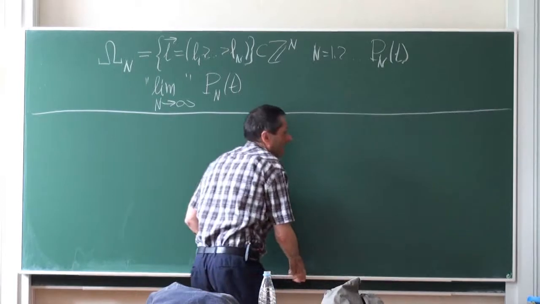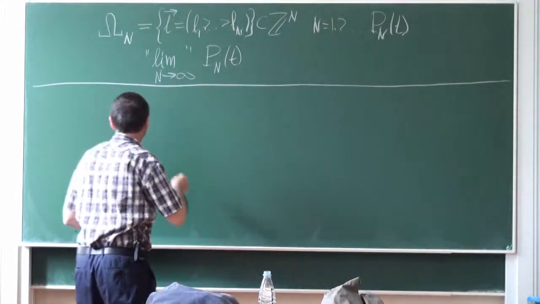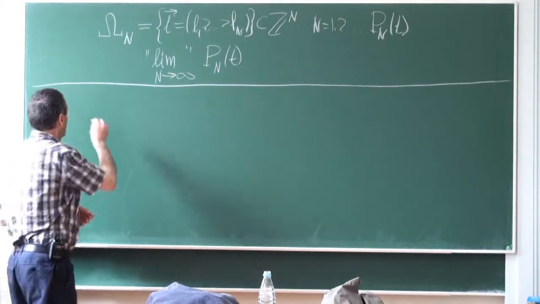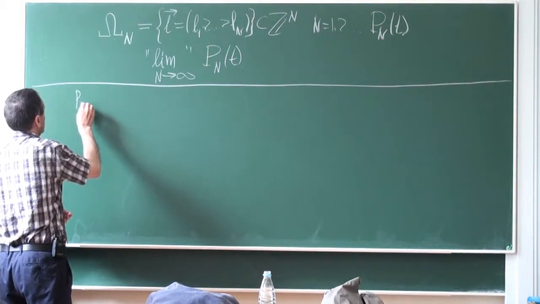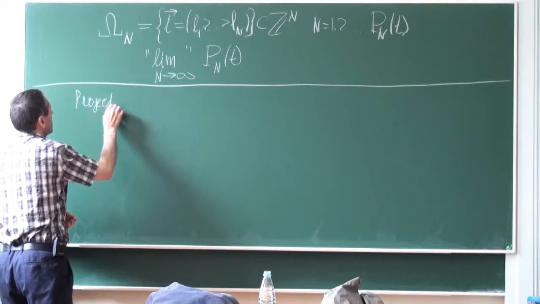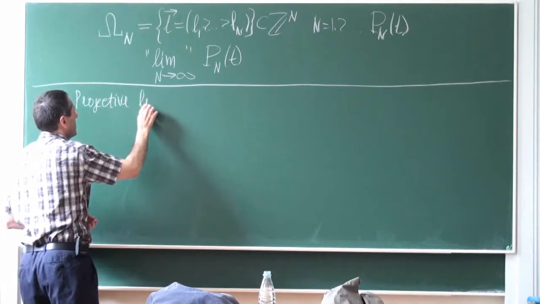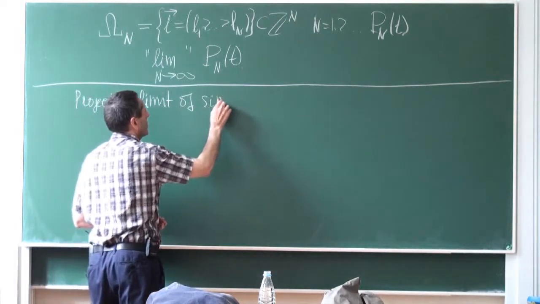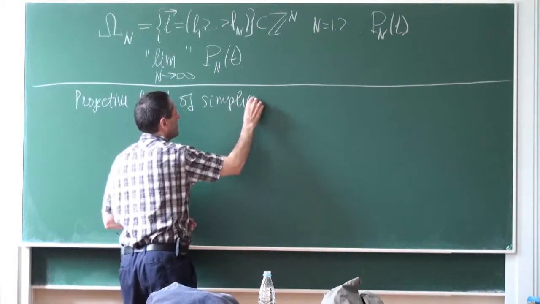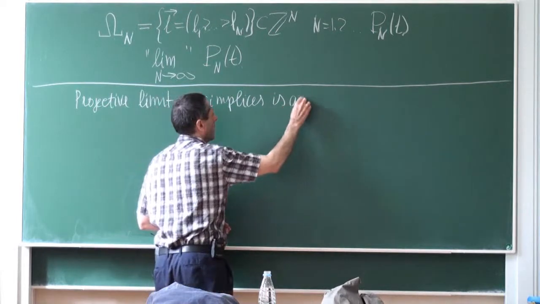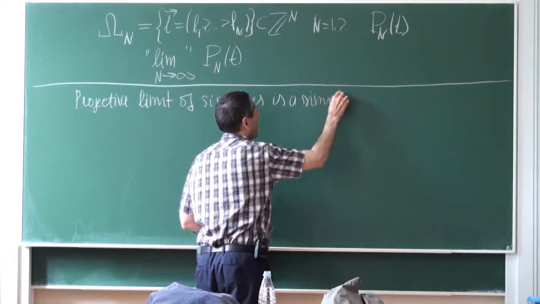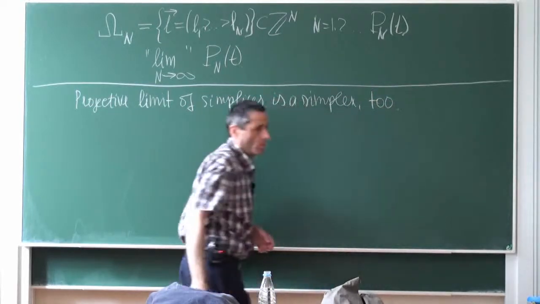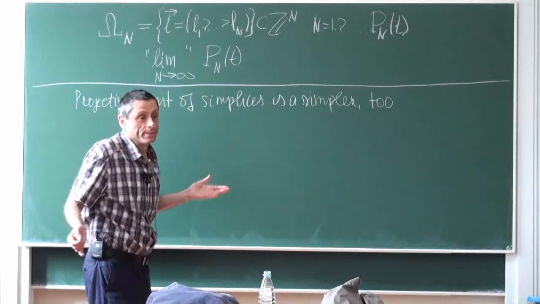The first claim I need is the following. I will state it first, and next I will explain its meaning. The claim is as follows. A projective limit of simplices is a simplex. What does this mean? What is a simplex?